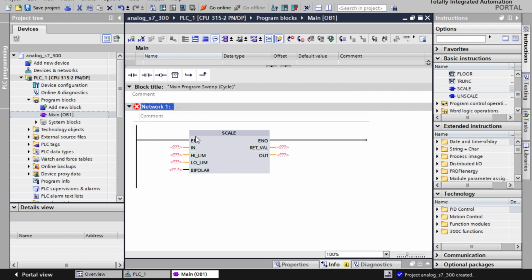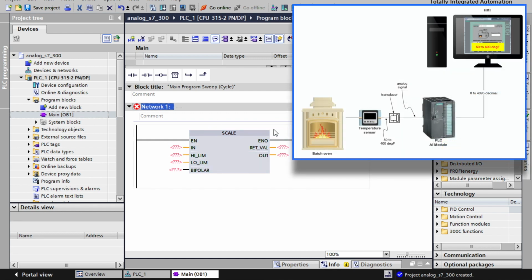So we're going to write a program using these terminals to read the analog input from the temperature sensor and then scale that analog input value into a temperature unit, which is from 50 degrees Fahrenheit to 400 degrees Fahrenheit. In other words, the high limit is 400 degrees Fahrenheit and the low limit is 50 degrees Fahrenheit. The input terminal IN is for the analog input, which is the temperature sensor.